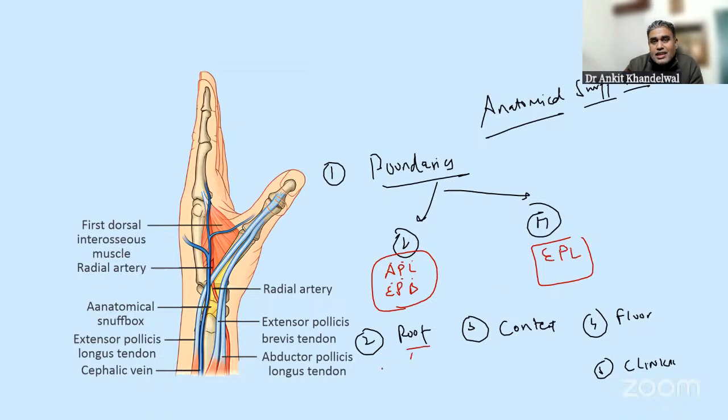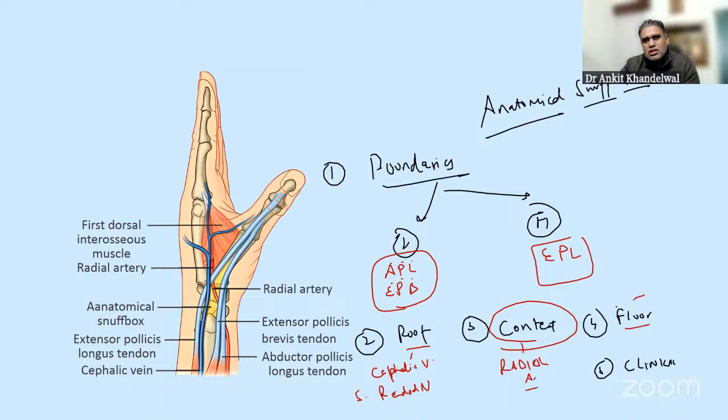The roof is basically the skin and fascia, but in the roof we have the cephalic vein as well as the superficial branch of the radial nerve. The content is only one, that is the radial artery. The floor is formed by the bones on the lateral aspect, like the lower end of the radius, the scaphoid, and the base of the first metacarpal.